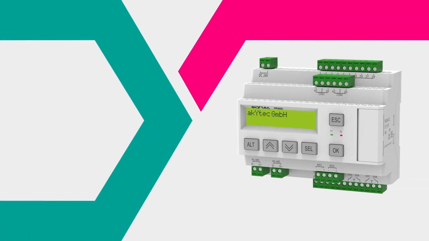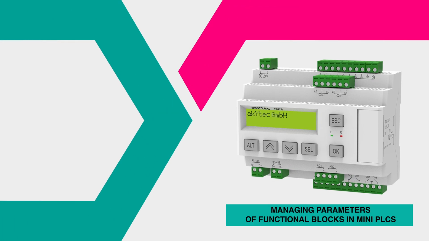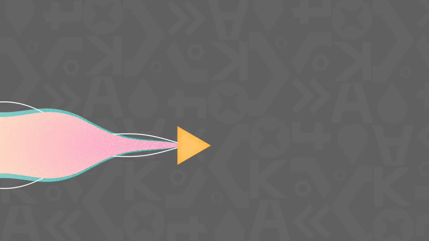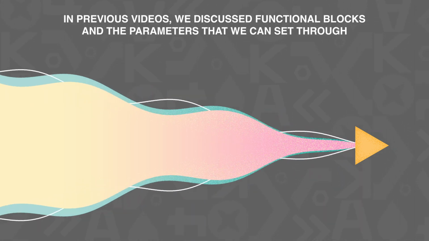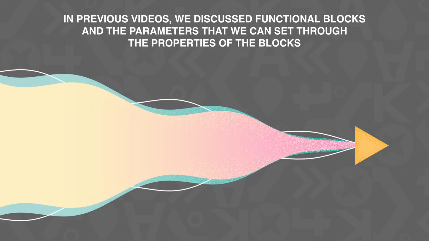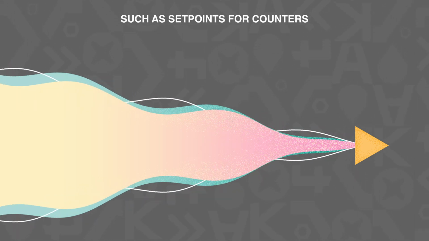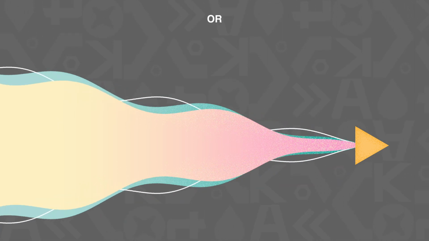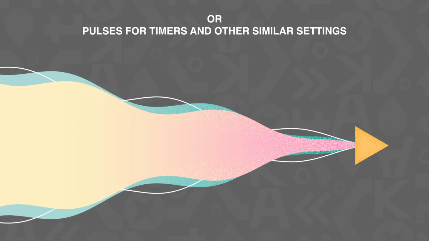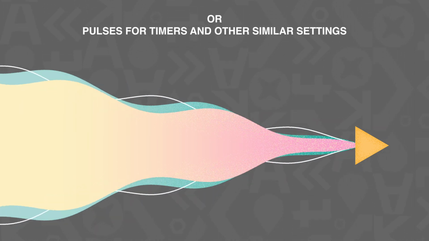Hello, today we will look at managing parameters of functional blocks in Mini PLCs. In previous videos, we discussed functional blocks and parameters that we can set through the properties of blocks, such as setpoint for counters, duration of delays, or pulses for timers, and other similar settings.